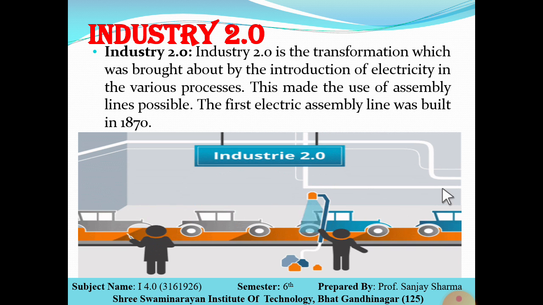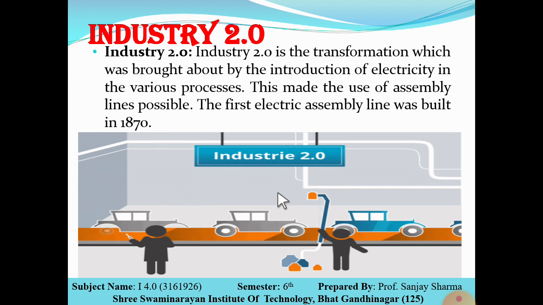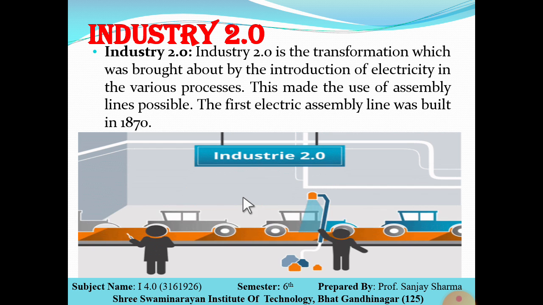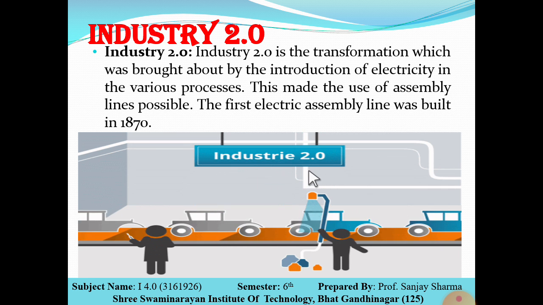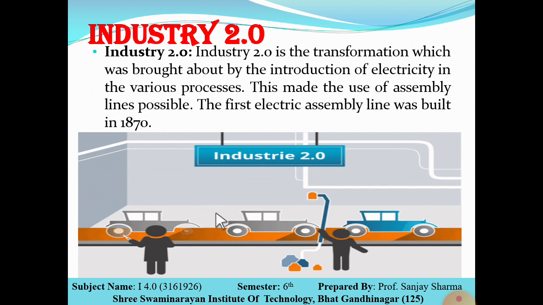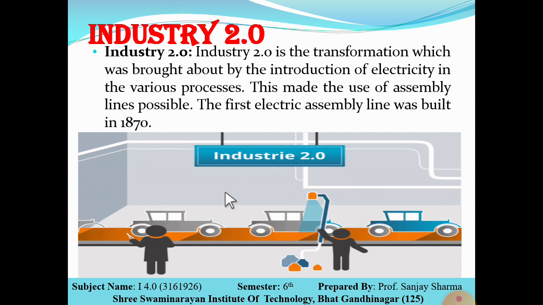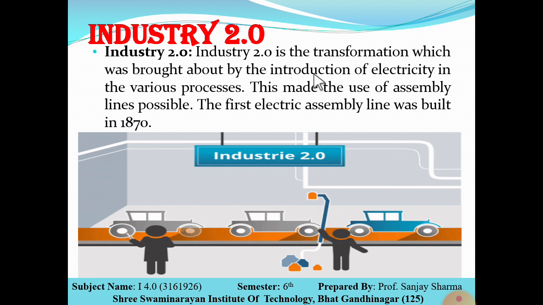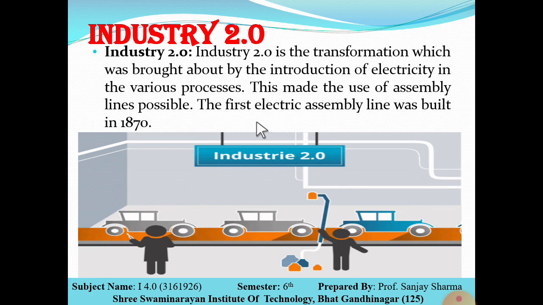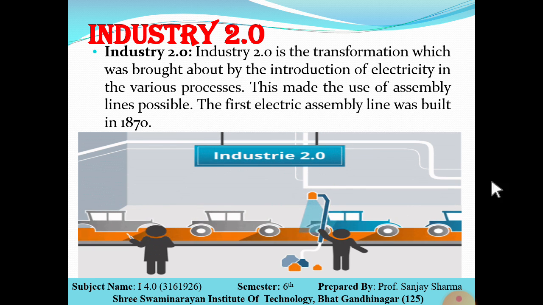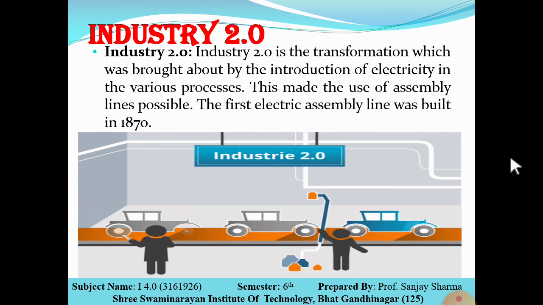I hope the fundamentals of Industry 2.0 are clear. In Industry 1.0, the steam was used as a power, and whatever the job was, it was done manually. In Industry 2.0, electricity was utilized as a prime mover, and the first assembly line was built as a part of Industry 2.0 in 1870.